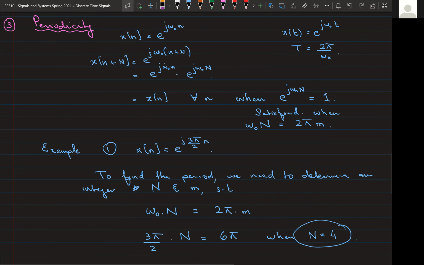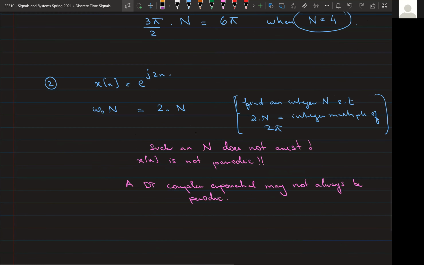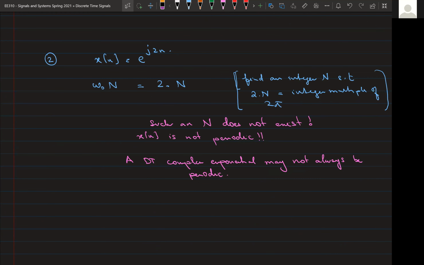In the example you sampled at n, omega naught n is equal to 2n, and that is pi times m, because our original equation that we needed to prove was omega naught n is equal to 2 pi m. You need to find a capital N such that when you multiply the capital N with omega naught, you get something which is an integer multiple of 2 pi, either 2 pi or 4 pi or 6 pi, whatever.